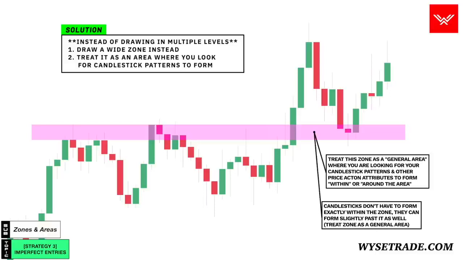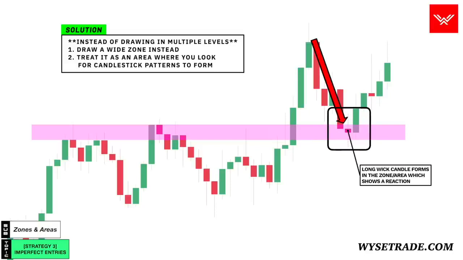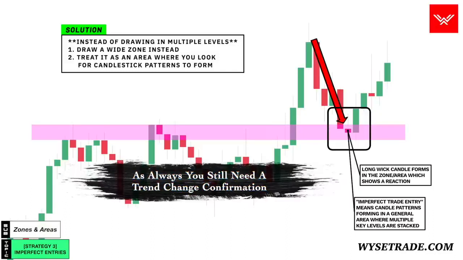This is very important. Candlesticks don't have to form exactly within the zone. They can form slightly past it as well. Because again, you are treating it as a general area where you are looking for candlestick patterns to form. So then, as price pulled back here and entered the zone, you had the long wick candle form inside of the wide zone and area, which shows a reaction. And that's why we call this an imperfect trade entry, because the candlestick pattern forms in the general area where key levels are stacked. So as always, we need a trend change confirmation.